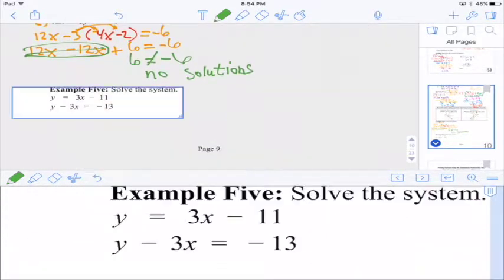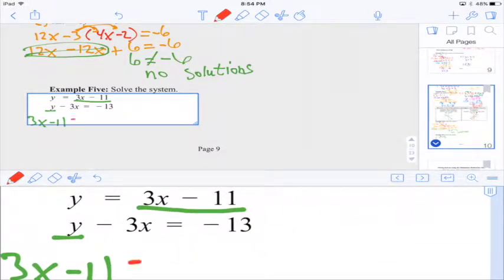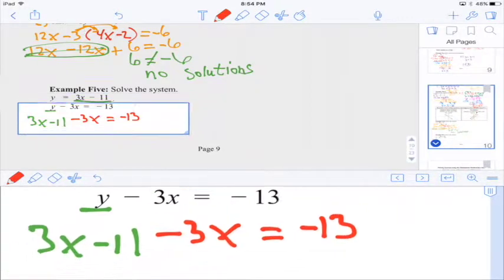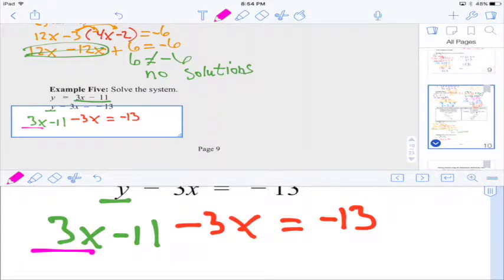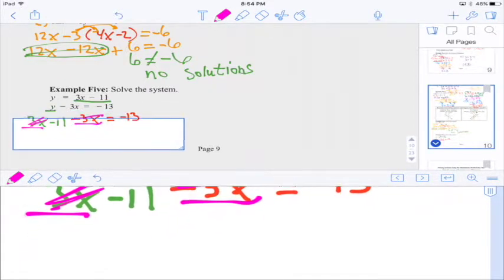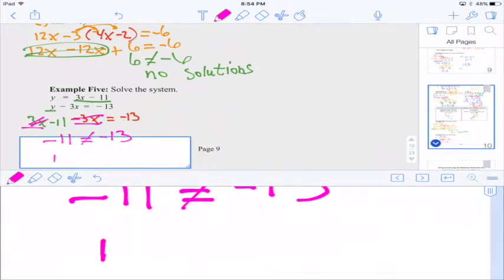Now this one, so we have y solved, so I'm going to substitute 3x minus 11 in for y. So 3x minus 11, and then the rest of the equation, minus 3x equals -13. I combine like terms, so 3x minus 3x cancels and gives us 0x, so I get -11 equals -13. This is not true as well, so this is no solution.